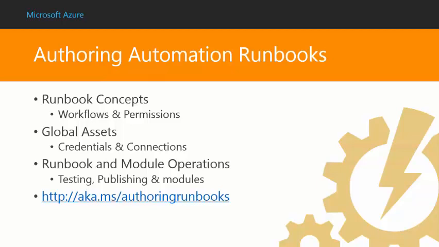But before we start writing workflows, they need permissions to access different resources in your subscription. For this, we use the Azure PowerShell module. This module requires you to authenticate to the Service Management API to perform the actions like starting and stopping VMs. To allow for this, we create a number of different global assets like credentials and connections in our automation account. The runbook can use these assets to supply the necessary credentials and connection information.